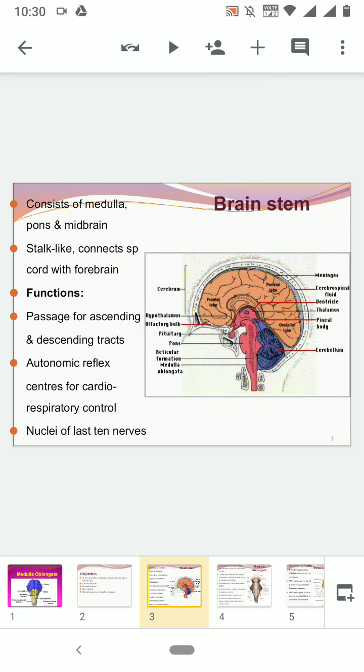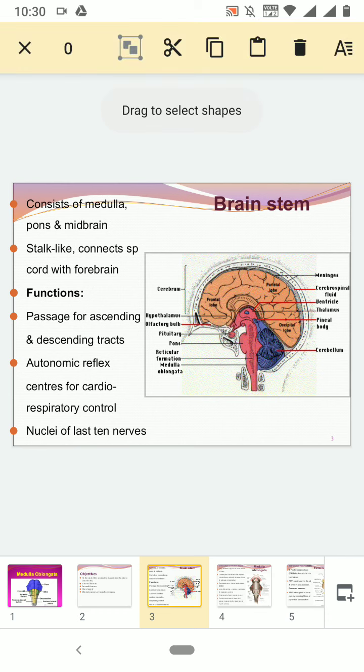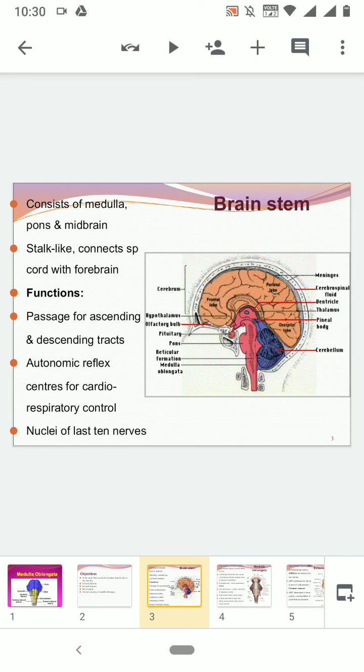Okay, now coming to the brainstem, I have already given an introduction that it consists of medulla, pons, and midbrain, and it is a stalk-like structure. What does it do? It helps in the passage of the ascending tracts and descending tracts. Already you have seen the tracts in the spinal cord, and it is also very important because it contains all the vital centers, for cardiorespiratory control. Okay, so this you will definitely hear in physiology also.